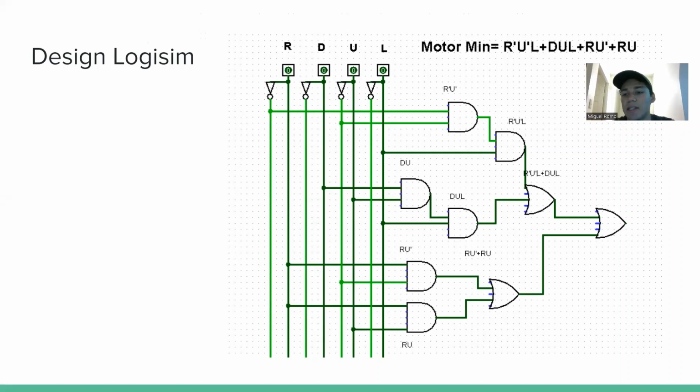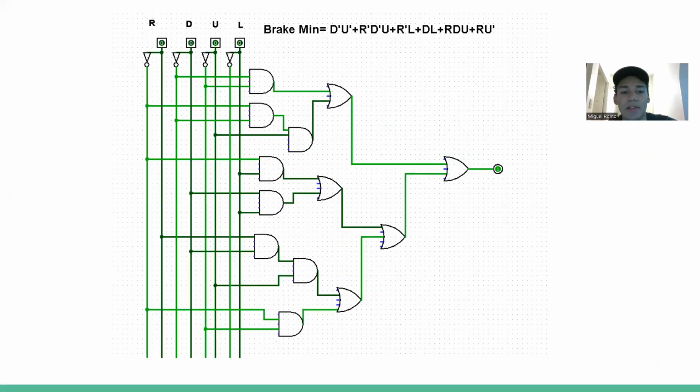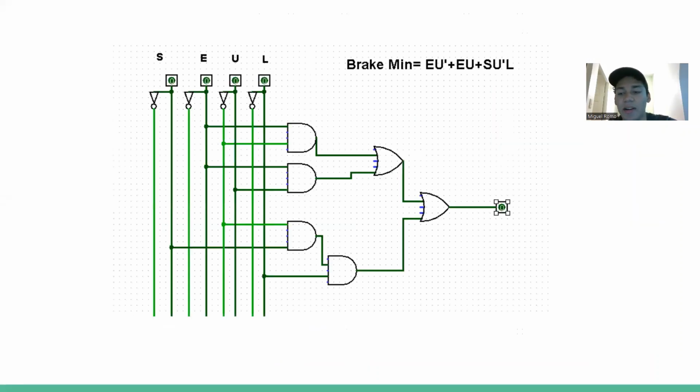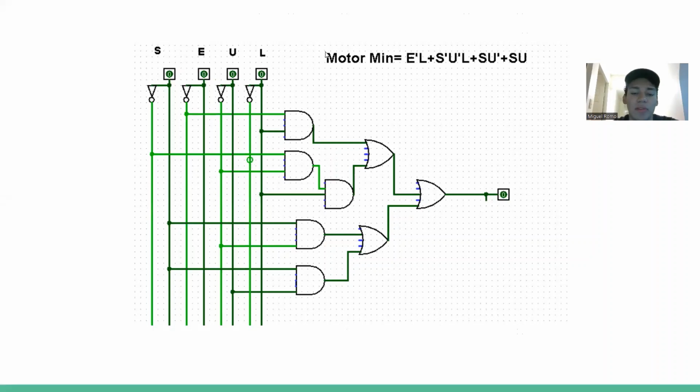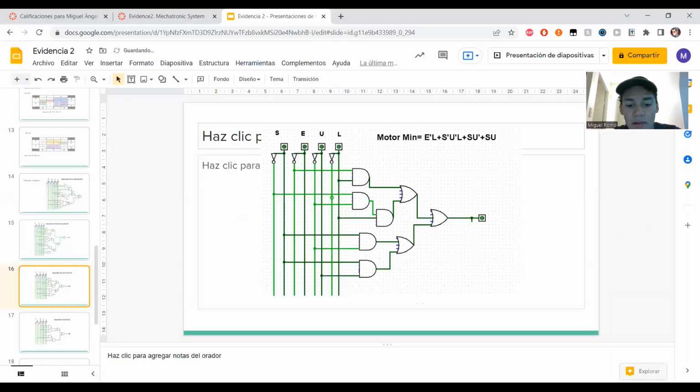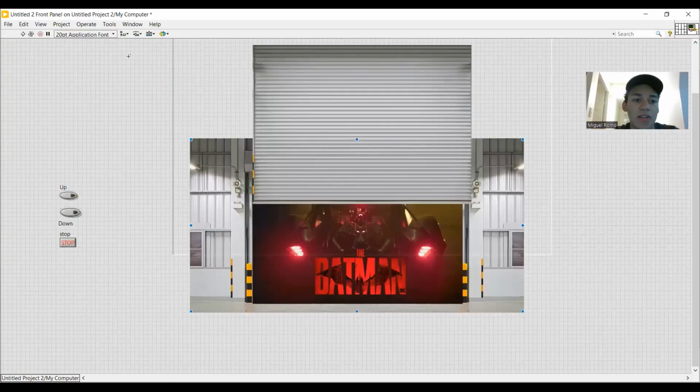As we can see, the circuits are very simple. They only have AND gates, OR gates, and NOT gates. And we have 1 circuit for each table, for each equation. We can see we have 4, 2 for each mode. So now we can go to LabVIEW to see the simulation of how the curtain will work in each mode.